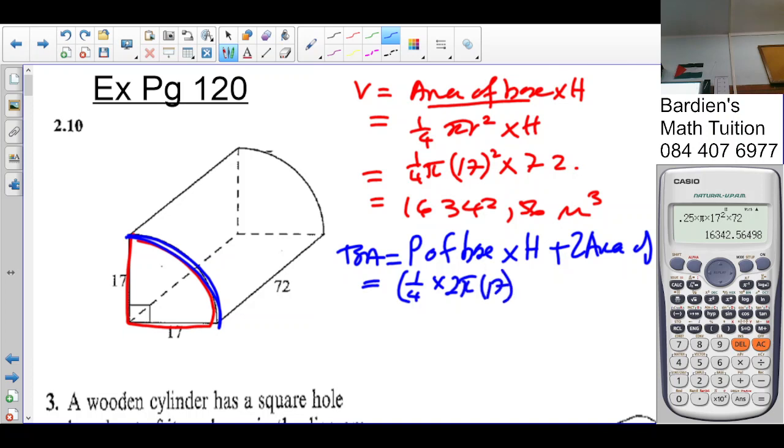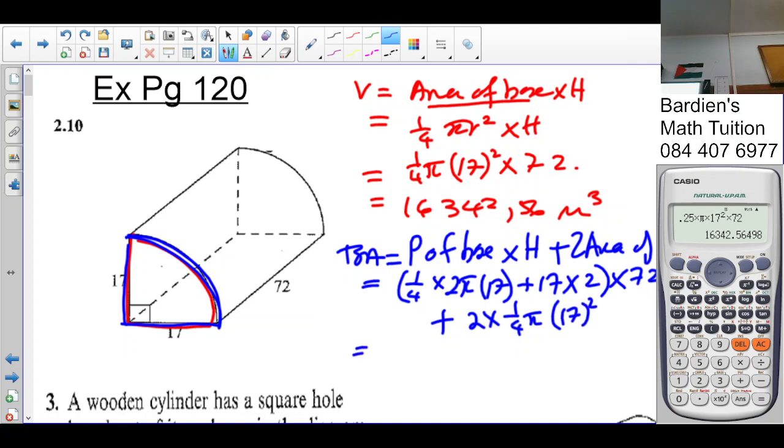So that is the part I highlighted: the length of 17, plus the length of 17, so 17 times 2. That's the perimeter of the base times the height of this object, which is 72. Plus the area of the base, which is 2 times the area of the base, a quarter of a circle, which is pi r squared, which is 17 squared.